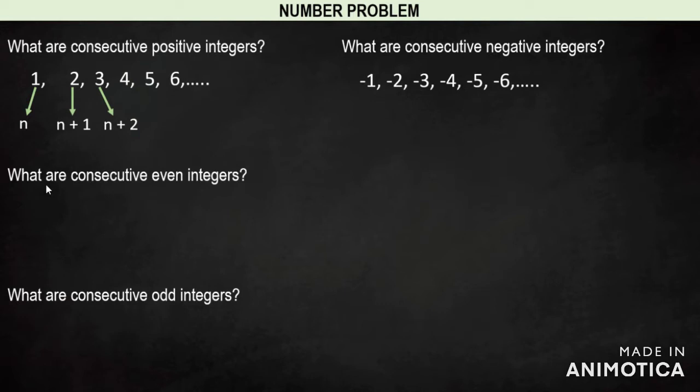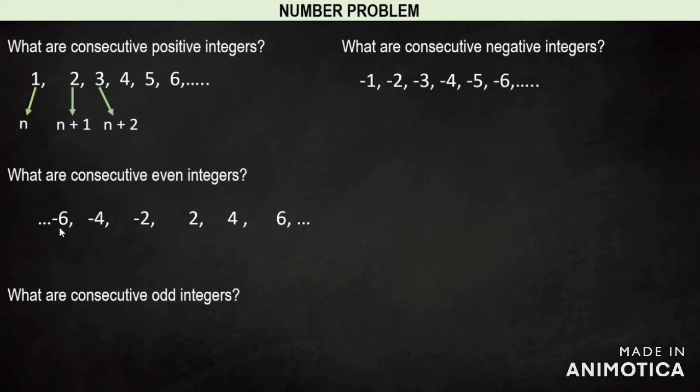How about what are the consecutive even integers? The consecutive even integers are both negative and positive even integers. So we have negative 6, negative 4, negative 2, 2, 4, 6. Now remember that in the set of integers, 0 is not included. So what can you notice with the difference between one number to another? The difference is 2. Negative 6 and negative 4 has a difference of 2. 2 and 4, you have 2. 4 and 6, you have a difference of 2.